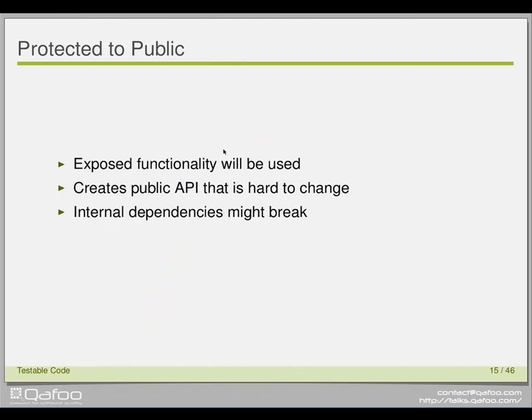As a summary, what should be avoided in order to make code testable is, of course, to expose functionality to the outside which is meant to be private, because it will be used. It actually creates a public API, so it's really hard to change either way, if you make it public in the production code or if you override it in the tests. And internal dependencies might actually break if you then, after having that stuff public, start to refactor your internal code.